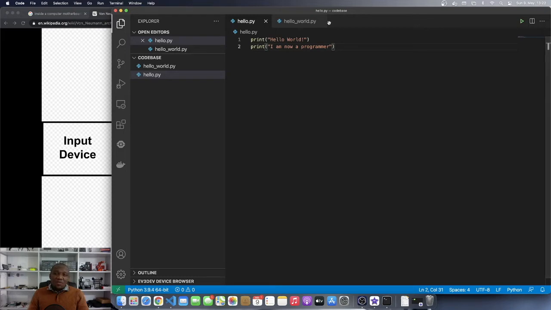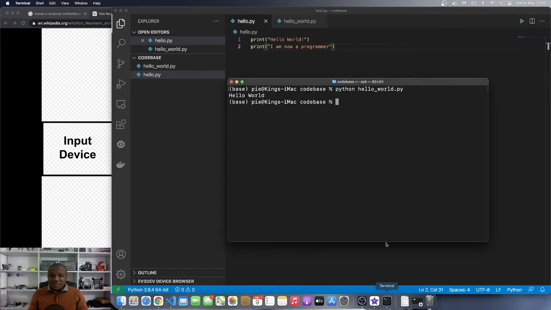Okay, now when we execute the instruction, let's say python hello_world.py, what is actually happening is that the program statements inside the file hello.py are going to be loaded from the file. And remember, the file is sitting on the hard disk. So all the program statements in the file are going to be loaded into the primary memory, which is what? Your RAM. So all these instructions are going to be loaded into your RAM.